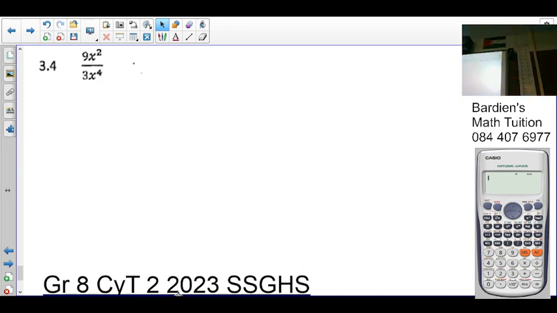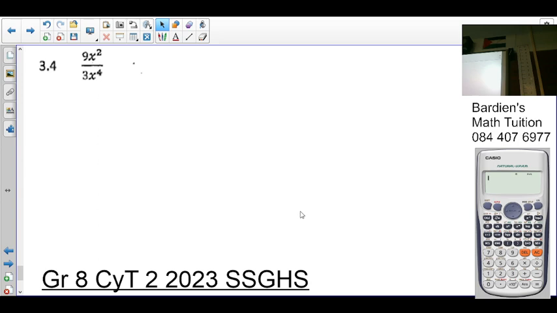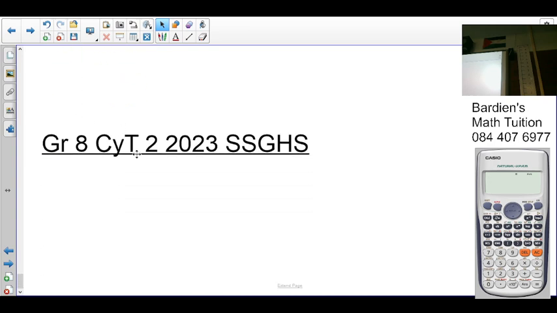Okay. So you've got 9x squared over 3x to the 4. So 3 going into 3 once, 3 going into 9, 3 times. So it's 3. Where's the more x's? The bottom. So it's x to the 4 minus 2, which is 2. Okay, the next one.